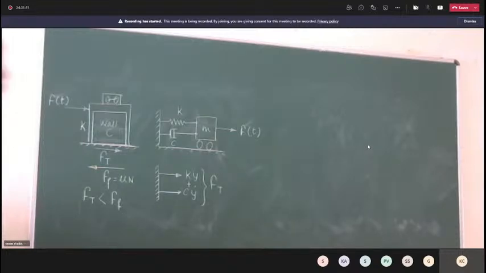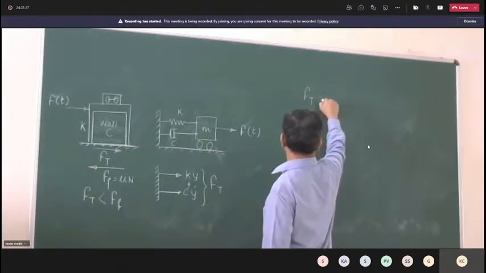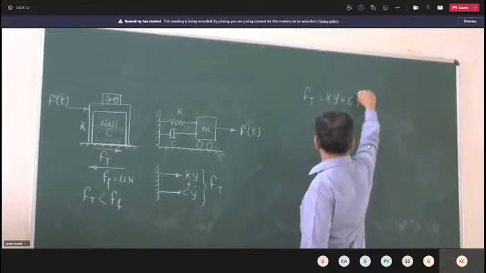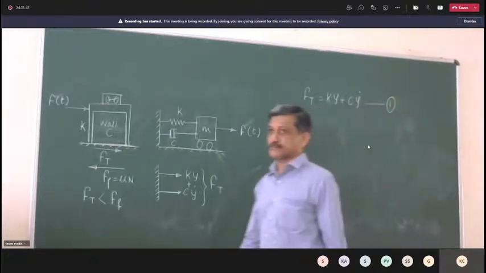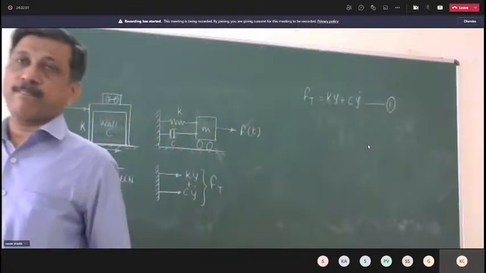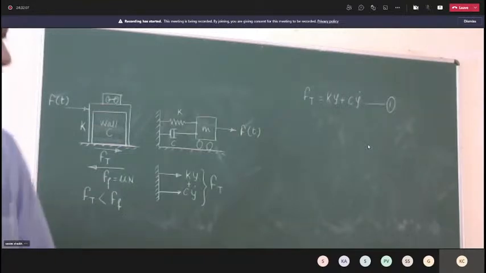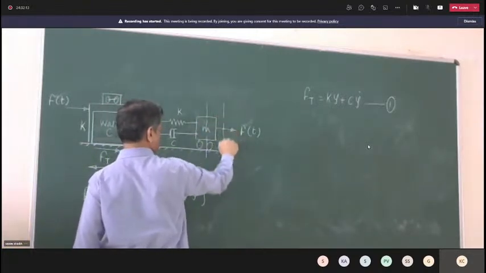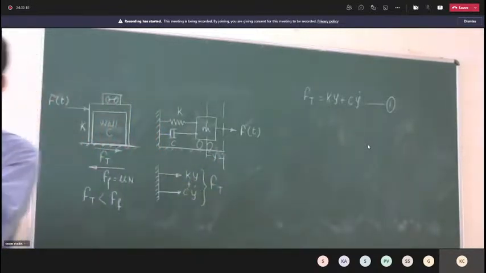Okay. So I can write force transmitted to foundation is Ky plus C y dot. We call this equation 1. Where y is the dynamic displacement of the mass, is it not? So you can say where, y is the dynamic displacement of the mass?